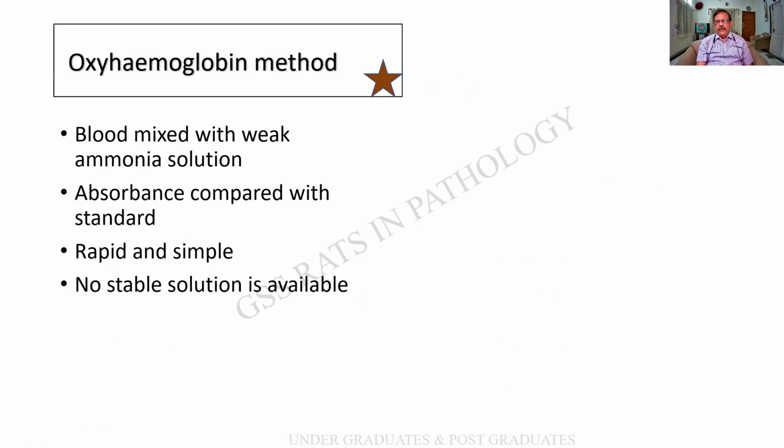Oxyhemoglobin method. After all, the purpose of hemoglobin is to carry oxygen. And if your blood oxygen is measured, it can be an indirect measure of the hemoglobin itself. It is mixed with ammonia solution and the absorbance compared with the standard. It is rapid and simple, but again, it is not stable. So this is one of the methods that can be used.